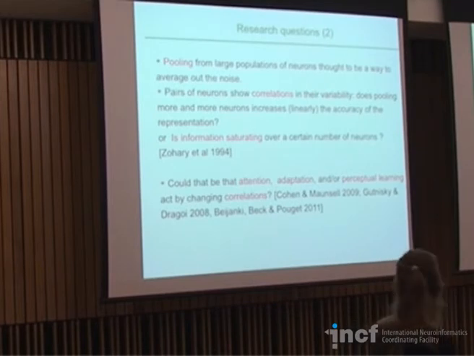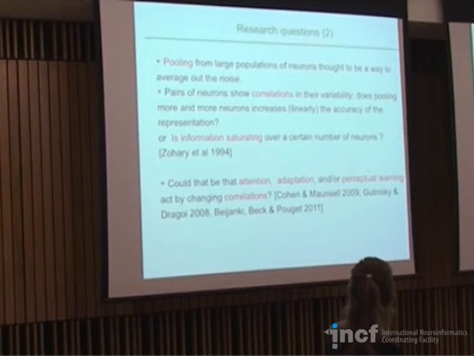It's also a hypothesis that is around now that maybe attention, adaptation, and perceptual learning might act by changing the structure of the correlation so as to improve the code in the sense of Fisher information, which is the tool they use. So these are recent papers published in high-level journals. They all propose that the structure of the correlations, or the covariance matrix, this Q matrix in the multivariate Gaussian distribution I showed you before, could be changing with adaptation, attention, or perceptual learning, and that might be the way for the brain to improve its representation.